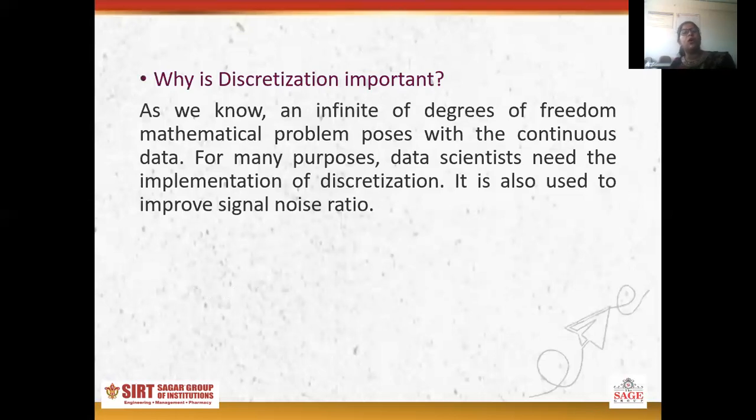Now coming towards why this discretization is important. Have you thought about that? As we know, with infinite degrees of freedom, mathematical problems persist with continuous data. So for many purposes, data scientists need to implement this discretization. It is also used to improve the signal-to-noise ratio. Many times the data are continuous values in a continuous signal flow. So in that case, discretization is required, and ultimately this discretization is used.